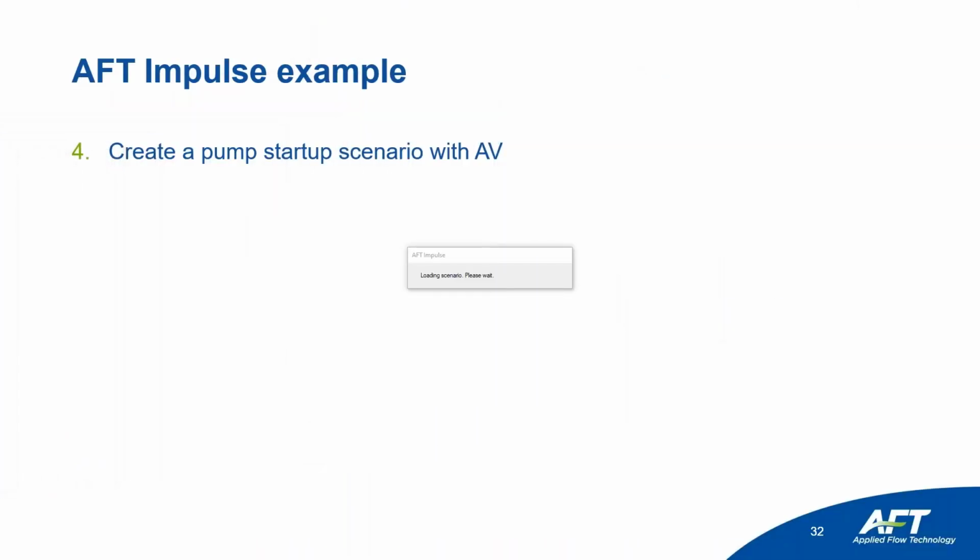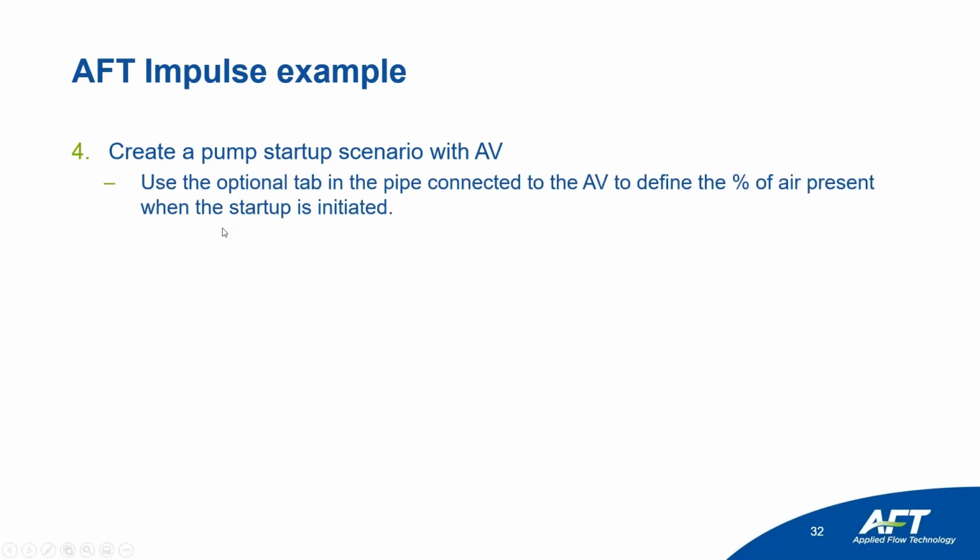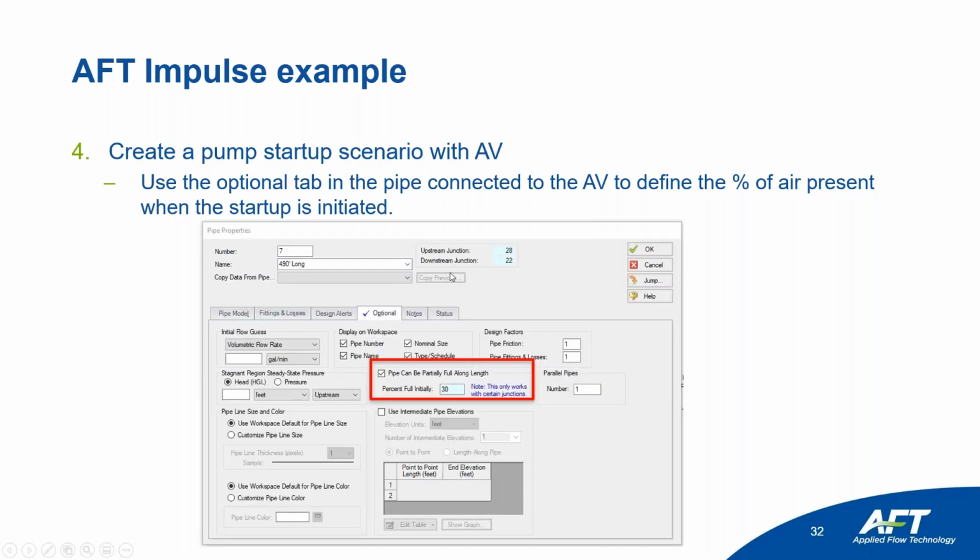When you're creating a pump startup, there are 3 tips that you have to comply with. First, use the optional tab in the pipe connected to the air valve to define the percentage of air present in the pipe when the startup is initiated. Here, in the connected pipe, in this case pipe 7, we tell it has 30% of liquid.